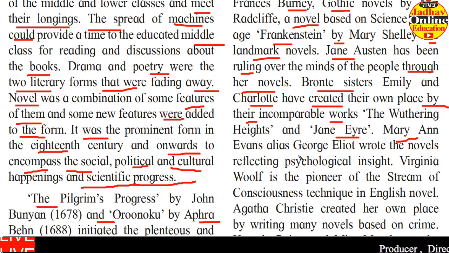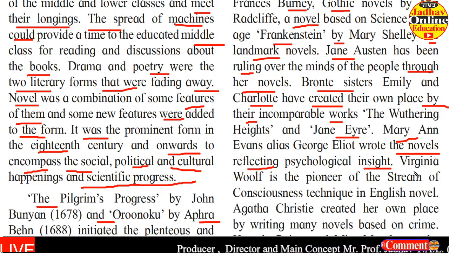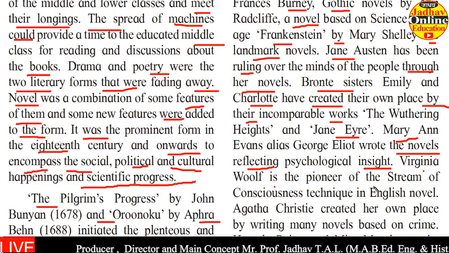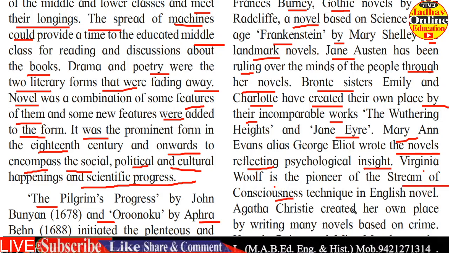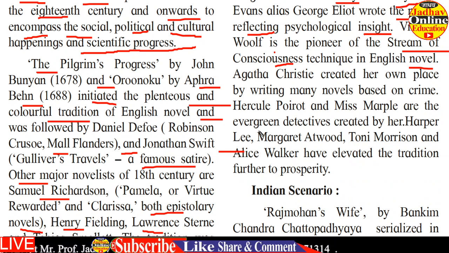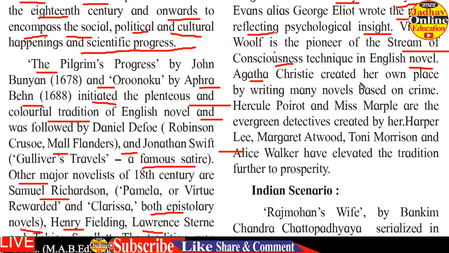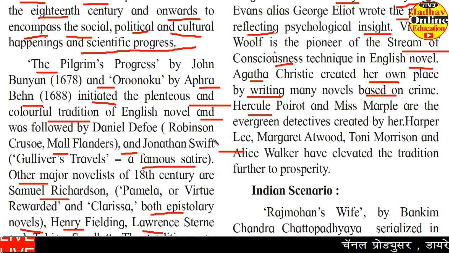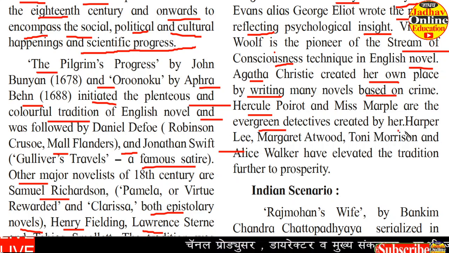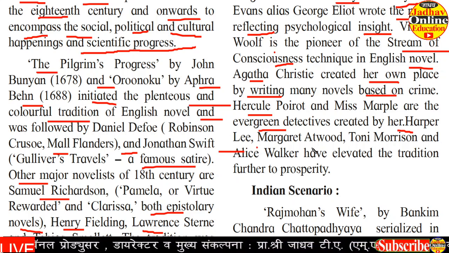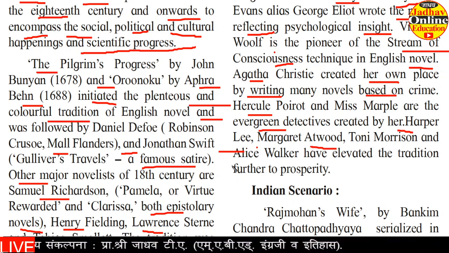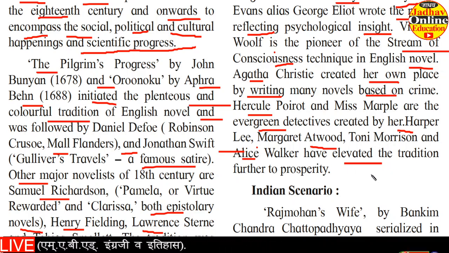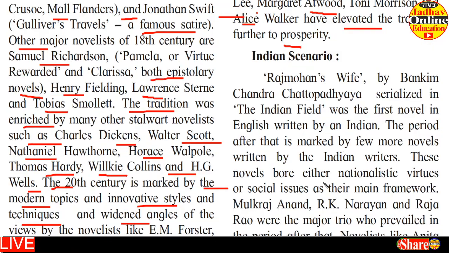Mary Ann Evans, alias George Eliot, wrote the novels reflecting psychological insights. Virginia Woolf is the pioneer of the stream of consciousness technique in the English novel. Agatha Christie created her own place by writing many novels based on crime. Hercule Poirot and Miss Marple are the evergreen detectives created by her. Harper Lee, Margaret Atwood, Toni Morrison, and Alice Walker have elevated the tradition further to prosperity.